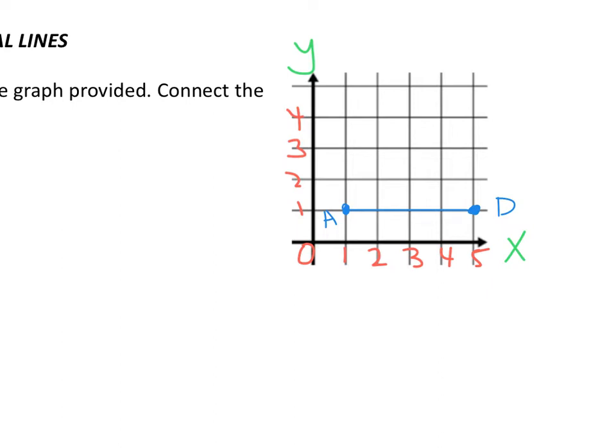So I can see that line AD is a completely horizontal line. It only runs from left to right. There is no slant in it whatsoever. So it's just a completely flat line.